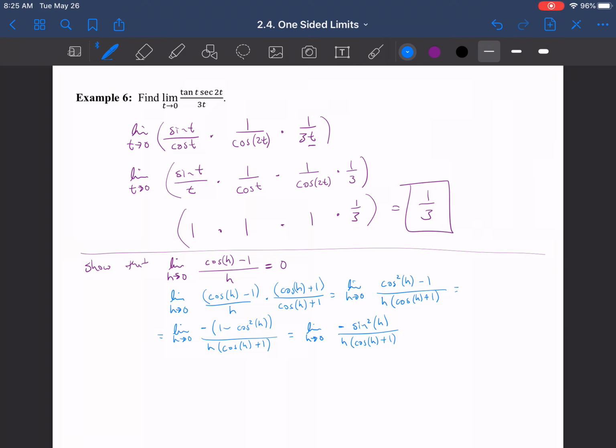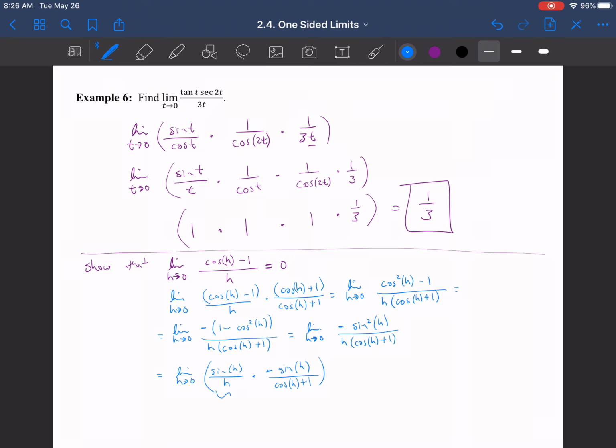And after that, I can start splitting this up. And when I split this part, this will be the limit as h goes to 0 of, and I'm going to put sine h over h. I can do that one, right? And then the other one, I'm going to put everything else. I'm going to put negative sine of h over the cosine of h plus 1. Just like that. Okay?